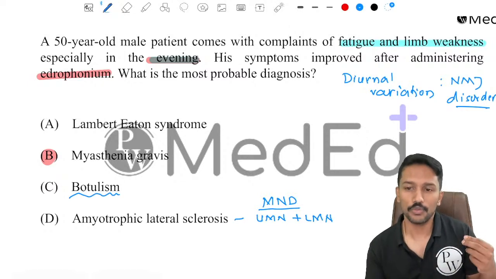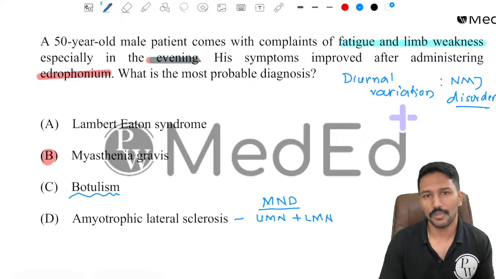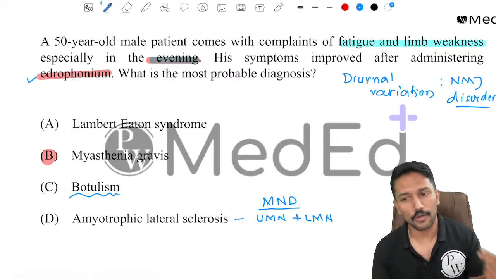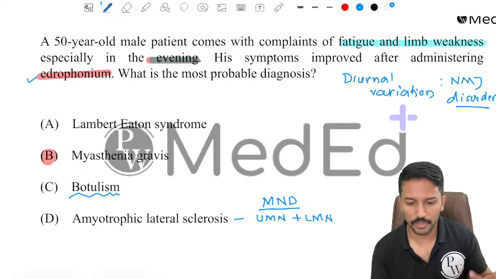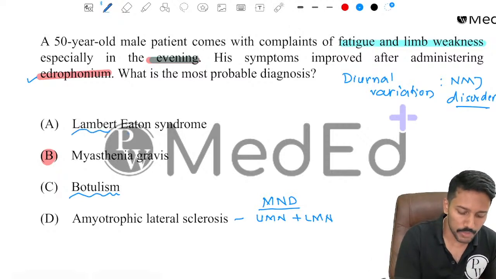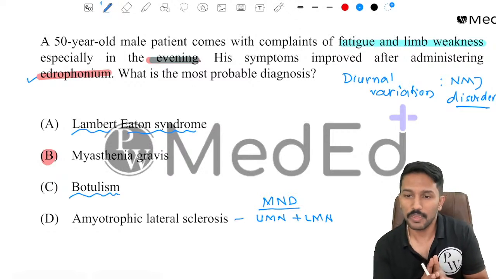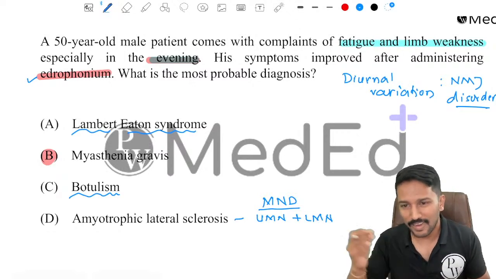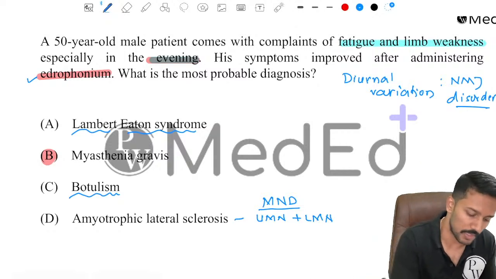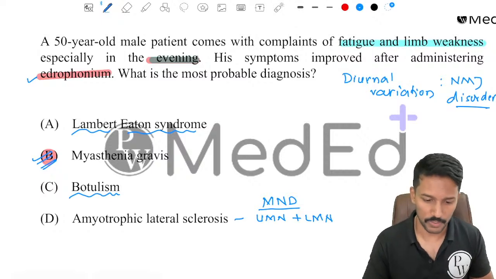Now, botulism is a drug-induced neuromuscular dysfunction. You may have diurnal variation, but that will not show improvement with the administration of edrophonium, right? That is the point which goes against administration of edrophonium. And if it was Lambert-Eaton syndrome, then we all know the weakness will be more in the morning and less in the evening. Exactly opposite behavior of myasthenia gravis. So that makes our diagnosis of myasthenia gravis almost certain on this question. Okay.